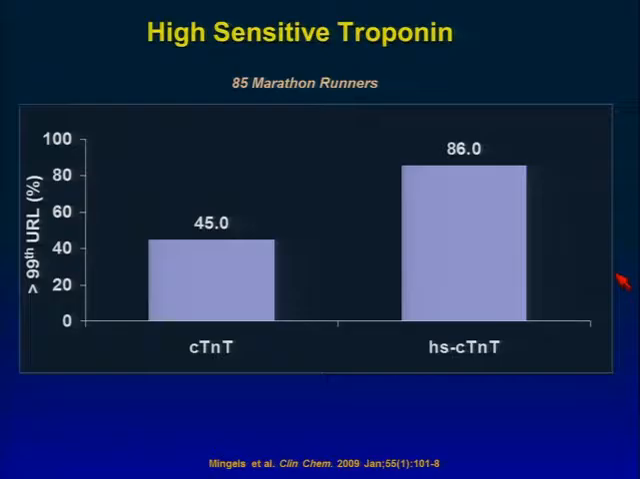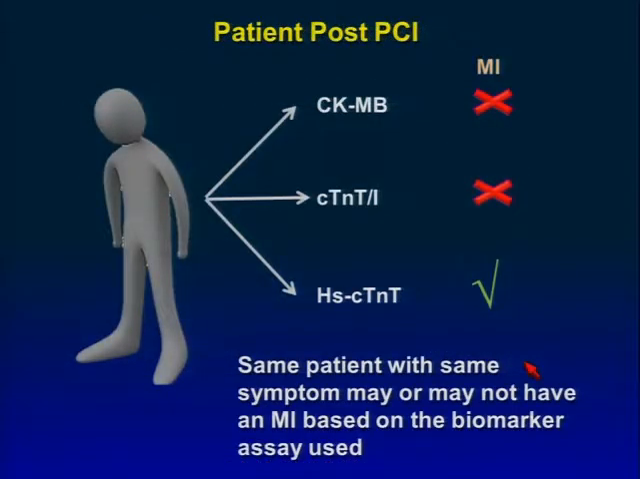This gets complicated if you were to use high sensitivity troponins. So this is data from 85 marathon runners. If you use cardiac troponin T, the incidence of people where the troponin exceeded the 99th percentile upper limit of normal was 45%, but with the high sensitivity troponins, almost all of these had some detectable high sensitivity troponin numbers. So this does have implications.